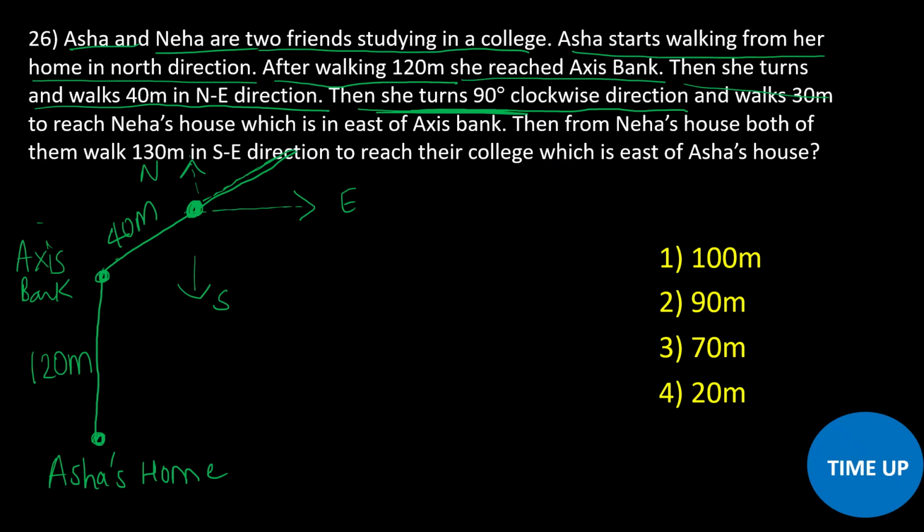So 90 degree means where it will come? This is 45 degree, then another 45 degree. That is in the southeast. So 90 degree southeast. So she will come like this. She will come like this. Okay. And she walks how much? 30 kilometer. Understanding? So I'll just wipe it off. So here she was. Now she will face in the southeast 30 kilometer, 30 meter to reach Neha's house.